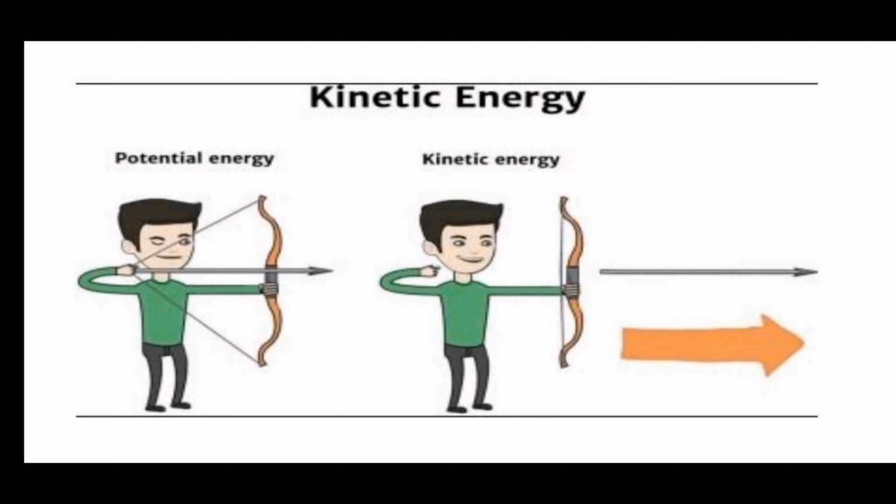So potential energy is position. Here the boy is catching the arrow and aiming, and kinetic energy is motion. So here arrow is traveling. So I think you all clearly understood what is kinetic energy and potential energy with this example.